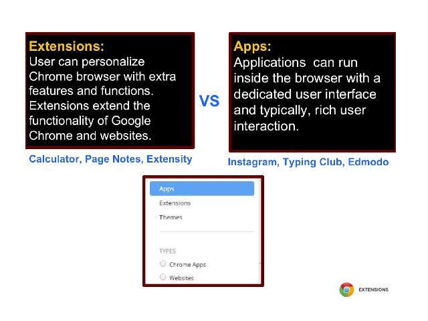Apps are applications that run inside of your browser with a dedicated user face, so you really can get involved. And if you look below, I have a calculator, page notes, and Extensity as my examples of extensions. Those are my extensions. And then off to the side, I have apps: Instagram, a typing club, and Edmodo. Those are specific apps.